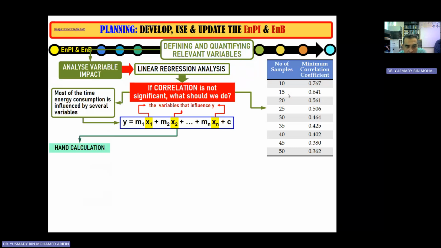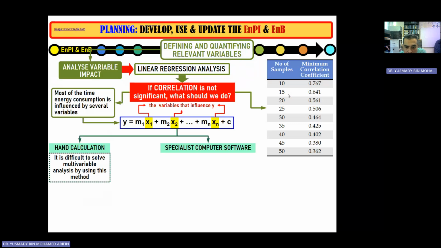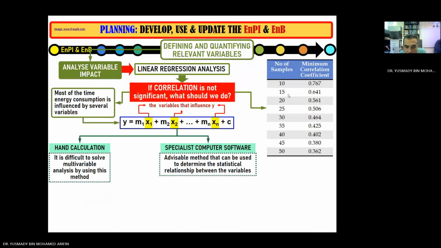If you want to consider the calculation by hand, it is difficult to solve multivariable analysis using this method. We need specialized computer software, which is the advisable method that can be used to determine the statistical relationship between the variables.